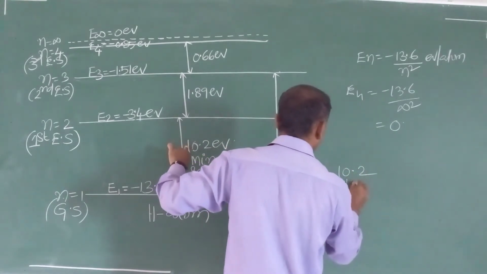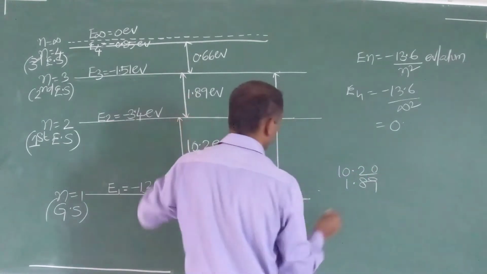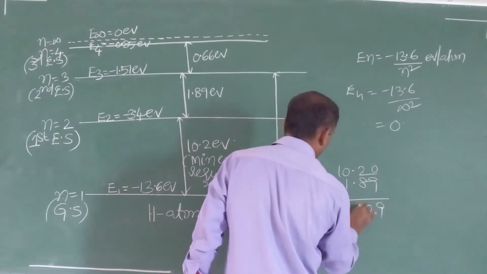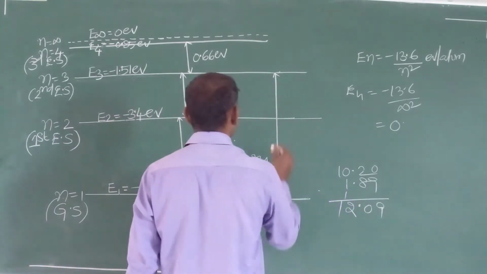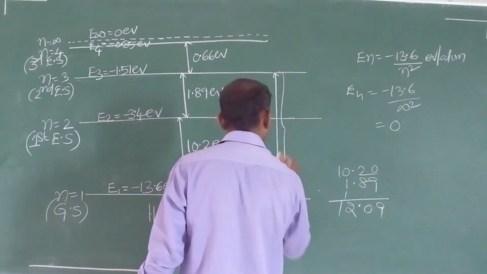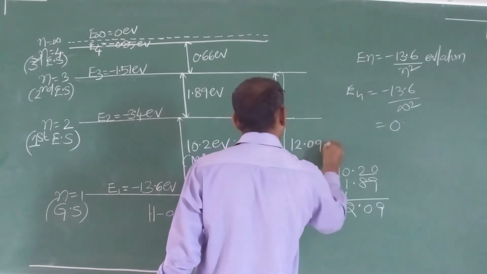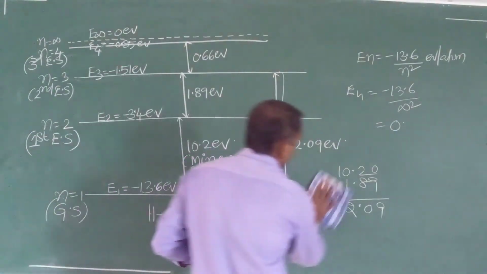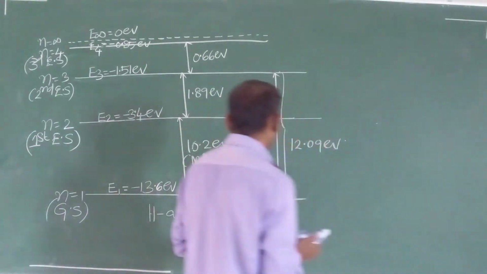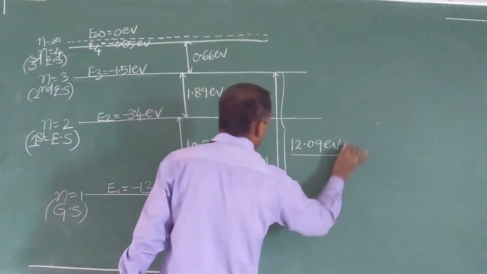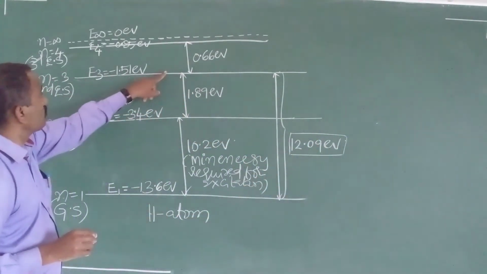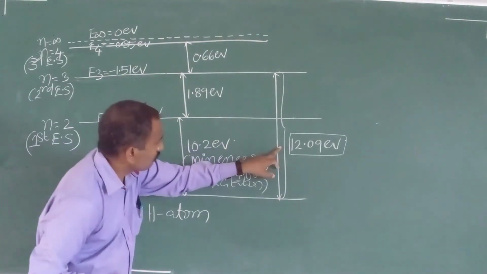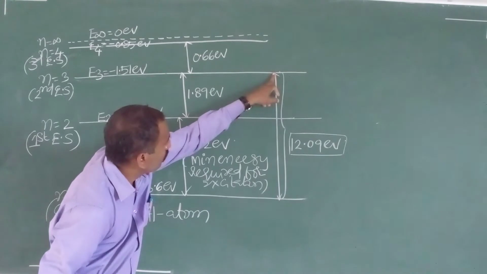10.2 plus 1.89 electron volts, you will get 12.09 electron volts. If you are supplying 12.09 electron volts, then the electron jumps to the third state, nothing but the second excited state.